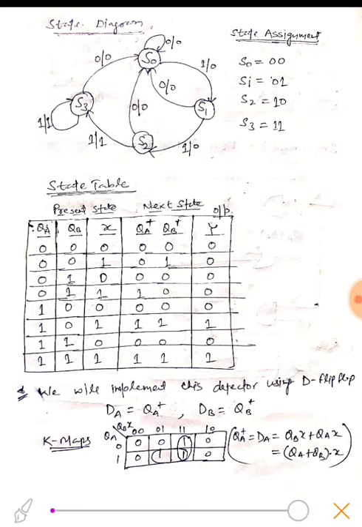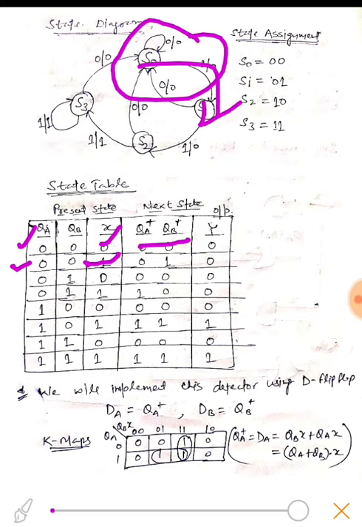Now let's see, if it is in initial state 00, and if input X is 0, our next state would be the same, as we can see over there. If our state is 00 and input is 1, it will move to state 1. Similarly, if it is in state 1 and input is 0, it will go back to initial state, that is 00.